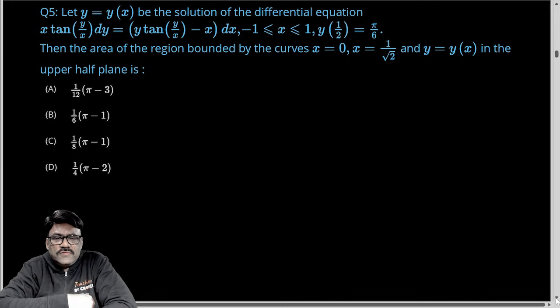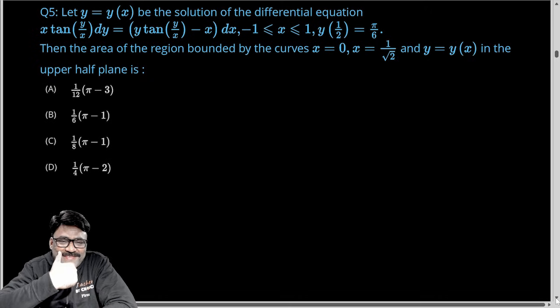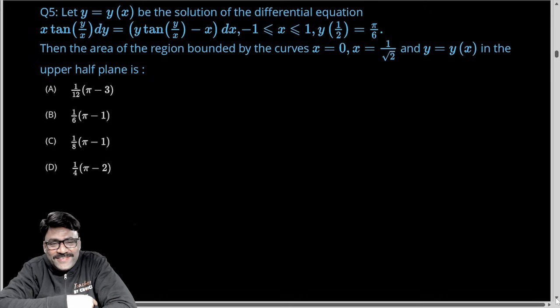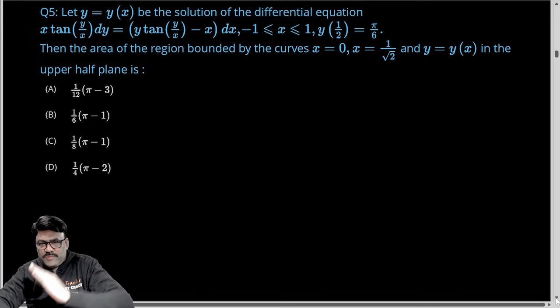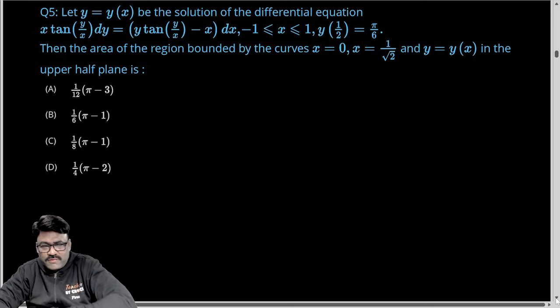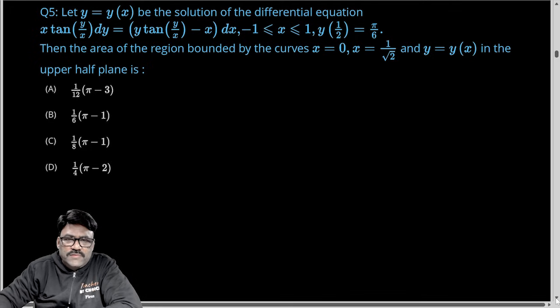Okay, see this question. This question is from differential equations and area. First you have to get the curve, and then you have to find the area bounded by the curve, x is equal to 0, x is equal to 1 by root 2. So first you have to get the curve. Okay, what is the curve? Then the area bounded by the curve, x is equal to 0, x is equal to 1 by root 2 in the upper half plane. Upper half plane means above x-axis. But before that, I have to get the curve here.